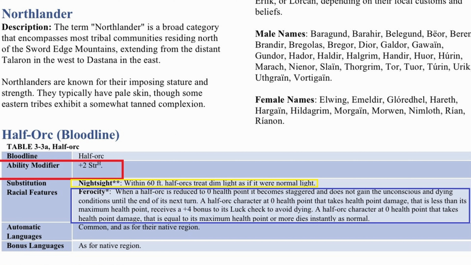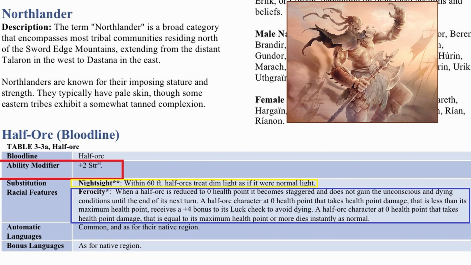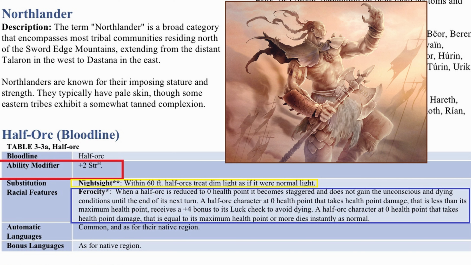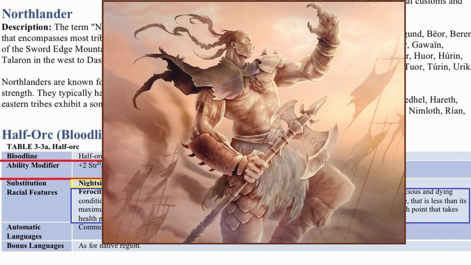When a half-orc is reduced to 0 hit points, they become staggered and do not gain the unconscious and dying conditions until the end of the next turn. Thus, even when mortally wounded, a half-orc character still poses a threat to its opponents or may have the opportunity to save itself with a healing potion. Thus, the half-orc bloodline adds an element of resilience to humans, making them formidable in the face of danger.